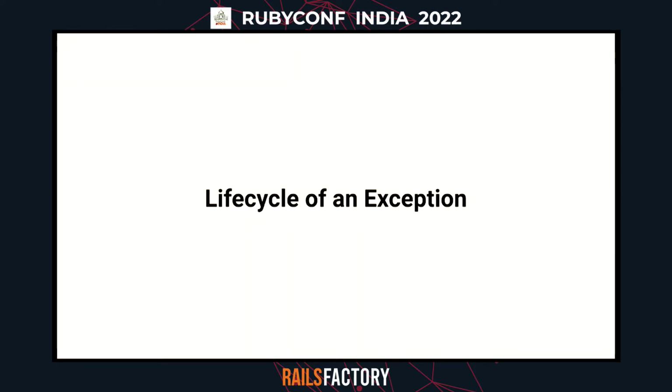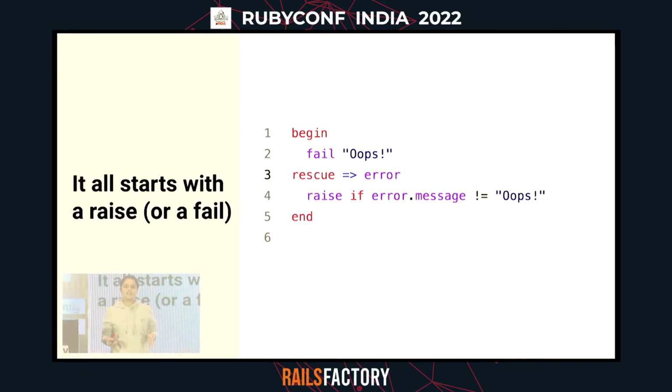So let's take a deep dive into the life cycle of an exception. It all starts with a raise or a fail. Raise and fail are two Ruby methods which are defined on the Kernel. These two are synonyms. We use these methods to raise an exception.